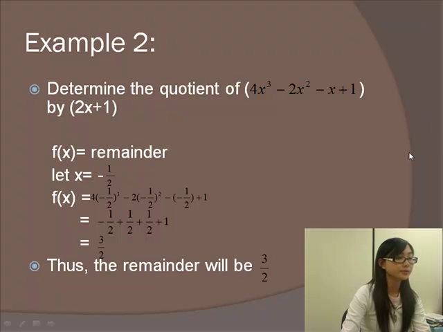Now let's look at example 2 from the learning resources. It asks us to determine the remainder of 4x cubed minus 2x squared minus x plus 1 divided by 2x plus 1. Once again, f of x equals the remainder. Let x equal negative 1 over 2. We plug x equals negative 1 over 2 back into the original equation, and we solve for f of negative 1 over 2. The answer will be 3 over 2, and since f of x equals the remainder, the remainder will be 3 over 2.